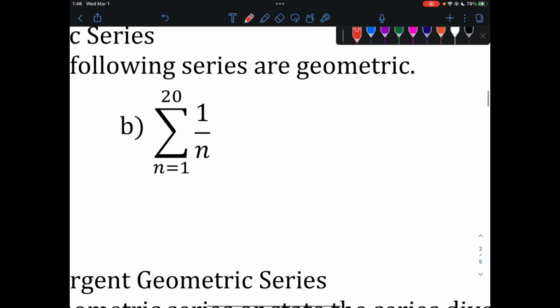Second one. Okay, so 1 over n. This one is not geometric. You're not multiplying by the same number each time. And if you don't know that, you could just put the first couple numbers in. You would get 1 plus 1/2 plus 1/3 plus 1/4 plus 1/5. We're clearly not multiplying by the same number each time.